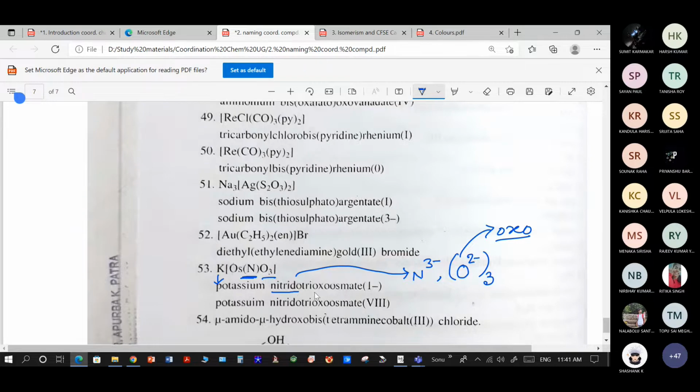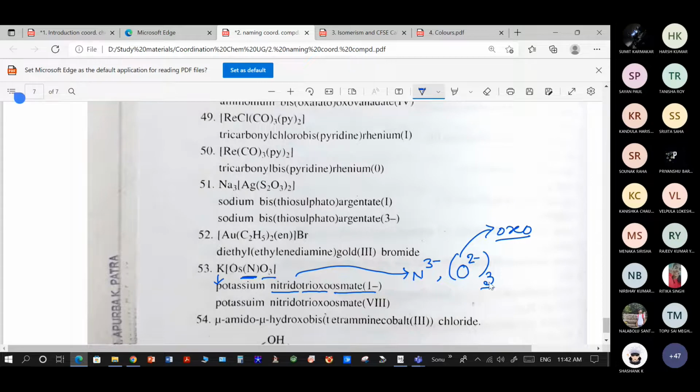So sometimes people make some mistakes. Trioxo, so three oxygens are there, and then osmate 1 minus. Or you can write down what will be the oxidation state of osmium here. You just calculate this one.